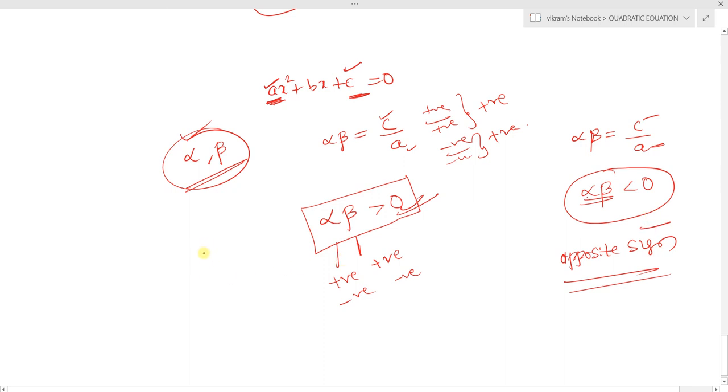I think you understand this. Simply, in the given quadratic equation, if a and c have the same sign, that is, the coefficient of x square and the constant term have the same sign, then we can say that the roots also have the same sign. If the coefficient of x square and the constant term are of different signs, then we can say that the roots are of opposite sign.